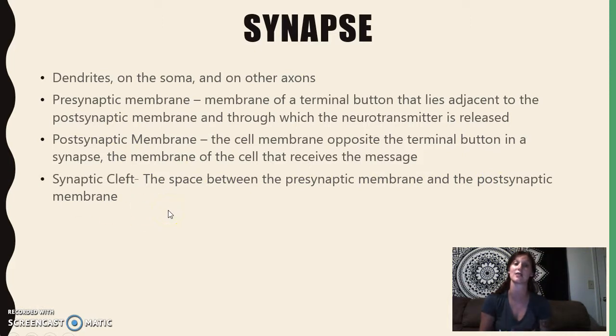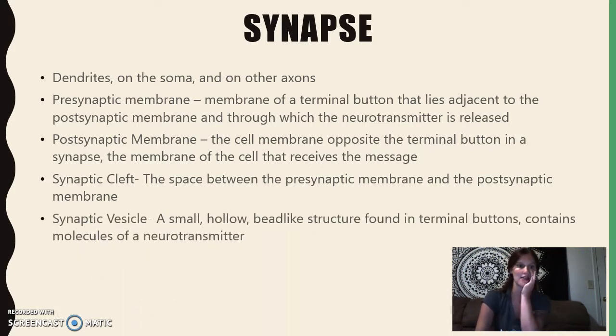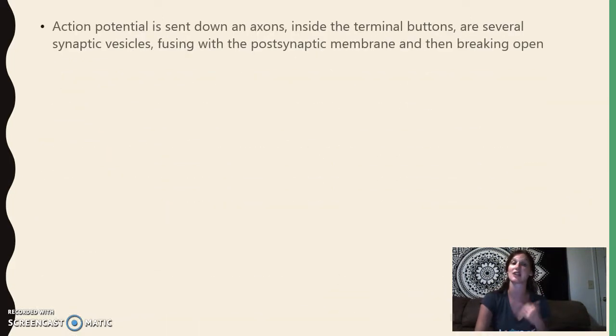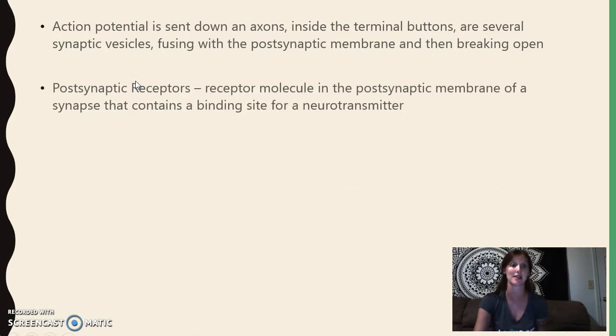Like in the previous graphic I showed you, it has the synapse right here, and then the postsynaptic membrane. So you have the presynaptic and the postsynaptic, and this little area right here is the synaptic cleft. The synaptic vesicles are small hollow bead-like structures found in terminal buttons, containing molecules of a neurotransmitter. The action potential is sent down in axons. Inside the terminal buttons are several synaptic vesicles fusing with the postsynaptic membrane and then breaking open, releasing all of their contents within the synaptic cleft.